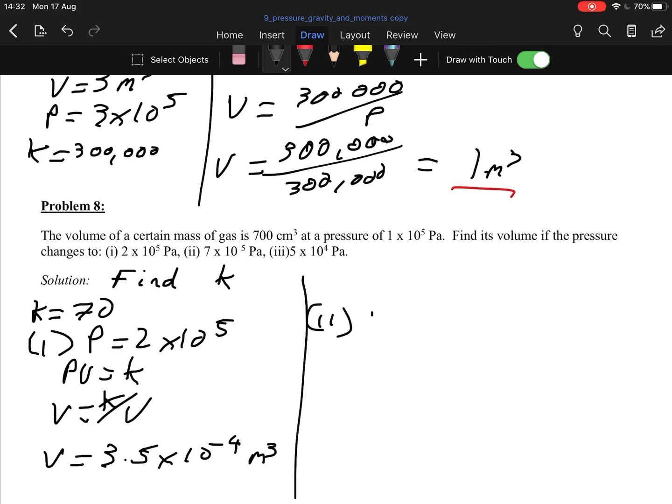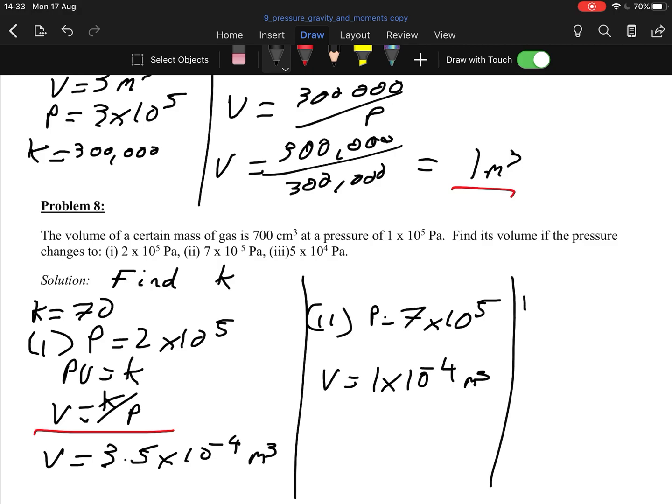For part 2, P equals 7 by 10 to the 5, and we're going to use this equation again. K, oh, not K over V, apologies, K over P. And therefore my volume for part 2 should be 1 by 10 to the minus 4. And part 3, P is 5 by 10 to the 4. And therefore V will work out to be 1.4 by 10 to the minus 3.